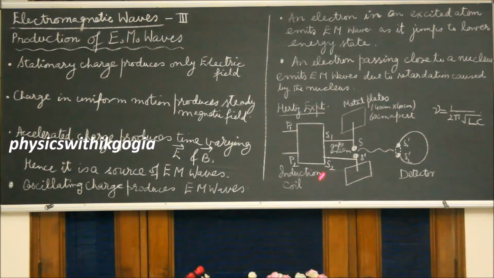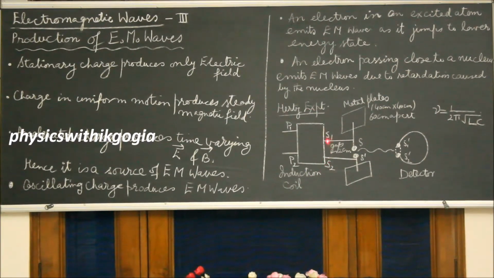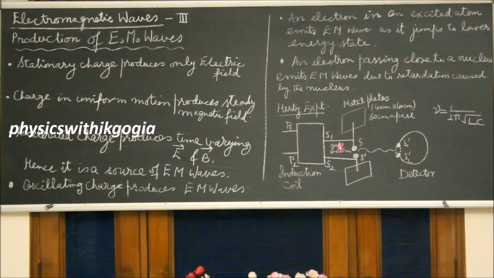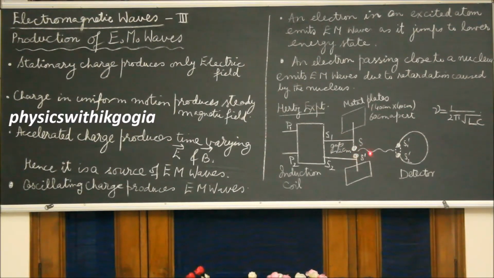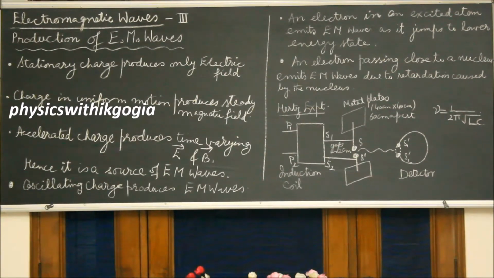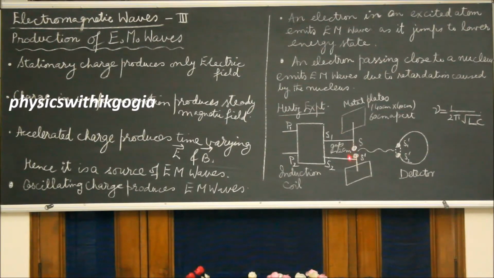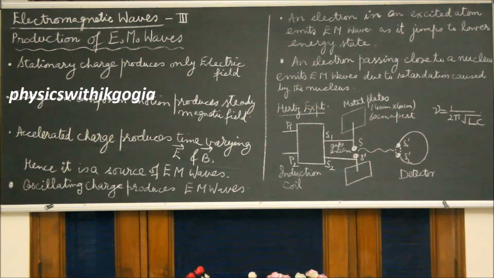The induction coil gives high voltage across S1, S2 for a very short duration. As and when we get that high voltage, a spark jumps between S and S dash. When sparking occurs, time varying electric and magnetic fields are produced due to accelerated charge. Hence, we get electromagnetic waves which propagate.